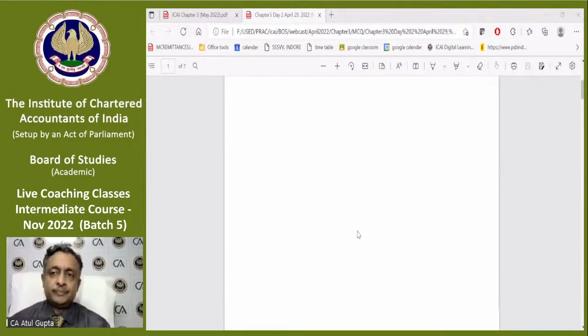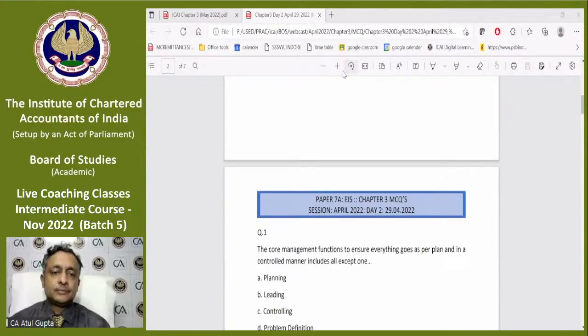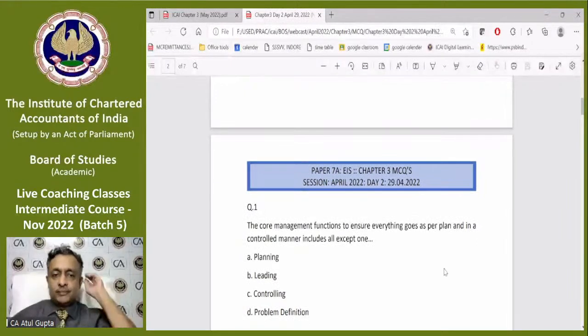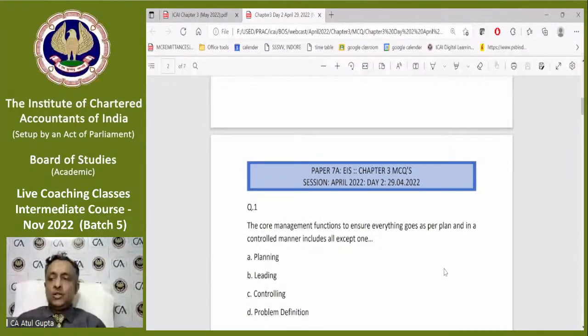Now the questions. First question. So I'll wait for your answers. Question first. Core management function to ensure everything goes as per plan and in a controlled manner includes all except.